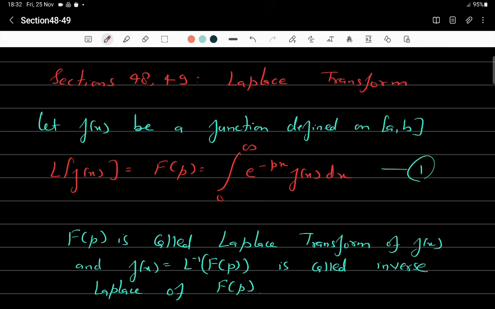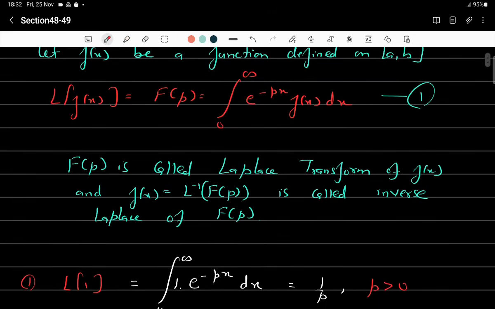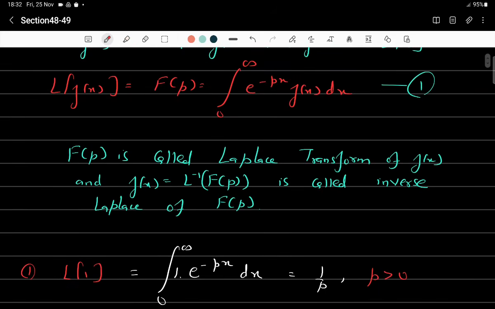Yes, there are some standard results. First we are going to quickly cover them, which we need to remember. So the first one is the Laplace of 1. So it is the integration of e raised to power minus px dx. One quick observation is that this integration would be equal to 1 by p only when p is greater than 0. Then only when you put the limit infinity, that becomes 0. Otherwise it would be infinite, so you can say that the integral may not be convergent.